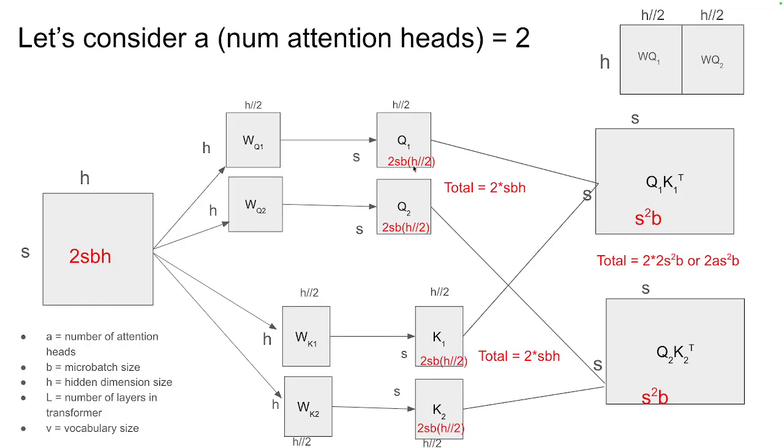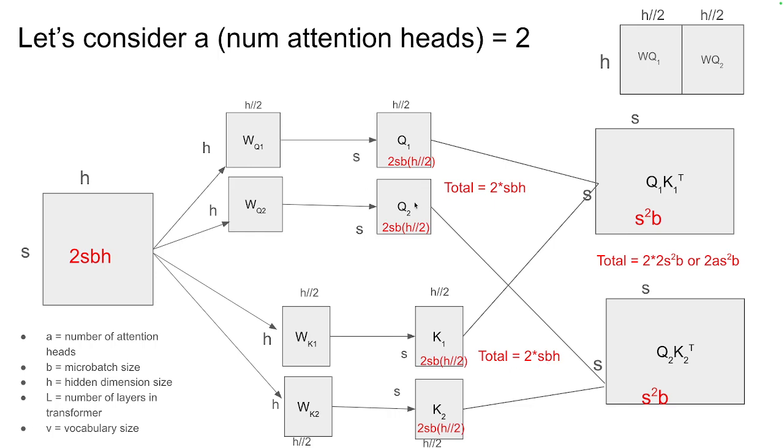And these are basically, as we have two attention heads, so your projection would have half the number of columns. So if you concatenate them, for all the queries across all the attention heads, your total activations will be 2 times this number, which is 2SBH, and 2 comes from Q1 and Q2. Similarly, for K1 and K2, you have 2SBH divided by 2, and if you combine the activations from these two attention heads, it will be 2SBH.